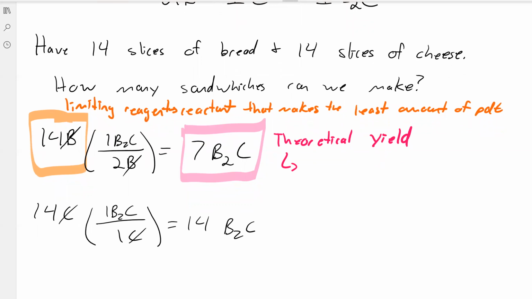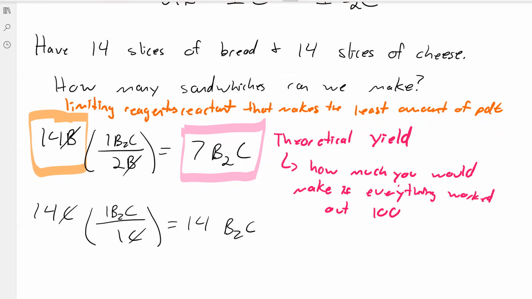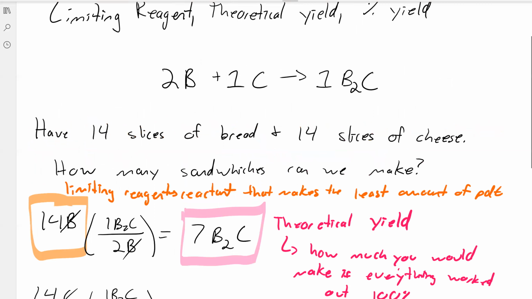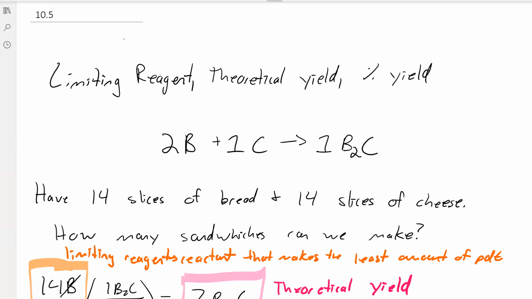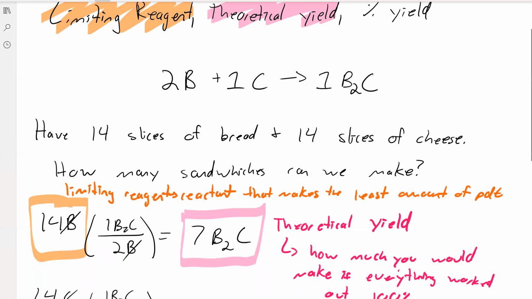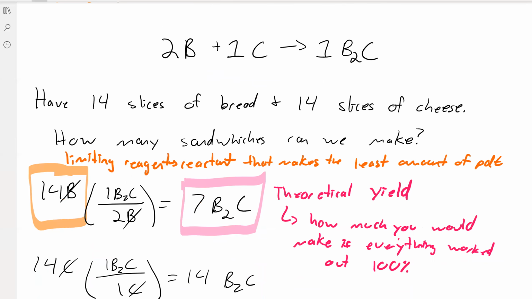So the theoretical yield is how much you would make if everything worked out, say 100%. If everything goes perfect, that's how much you should make. That's how much you should be able to theoretically make. So that covers our theoretical yield and our limiting reagent, and there's how we calculated them.